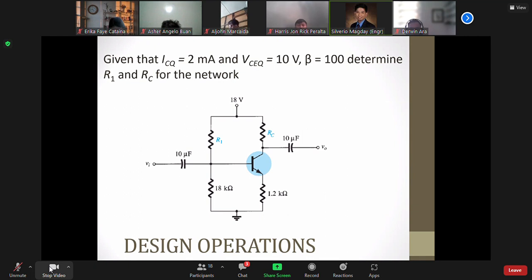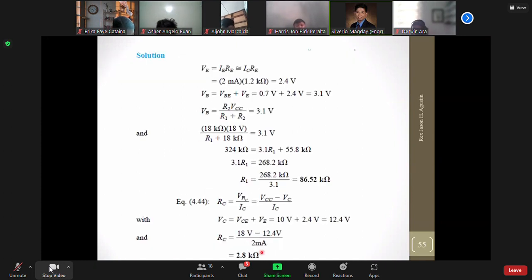Or pwede agad na kunin natin yung VB, which is yung VBE plus your VE, since ma-solve na natin, given na tayo ng ICQ. Or dito, parang nagkuhan ka agad ng KVL along sa collector to emitter loop. Pwede agad yun. So result now your R1 and then your RC: R1 is 86.52 and then your RC at 2.8 kilo ohms.